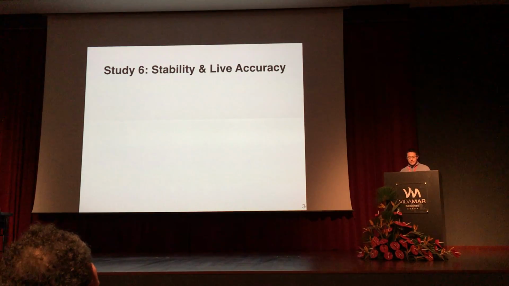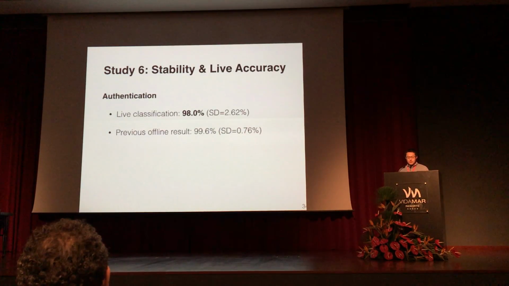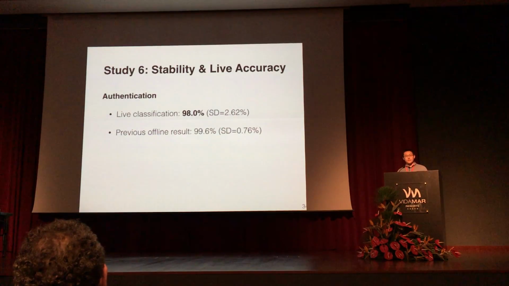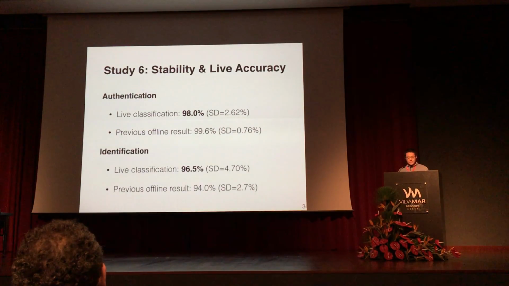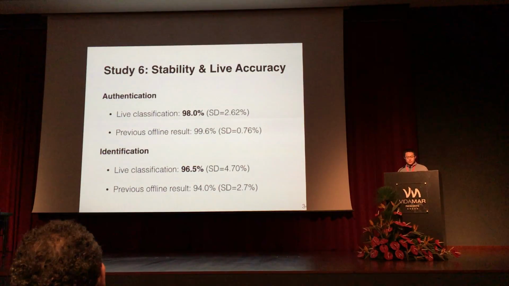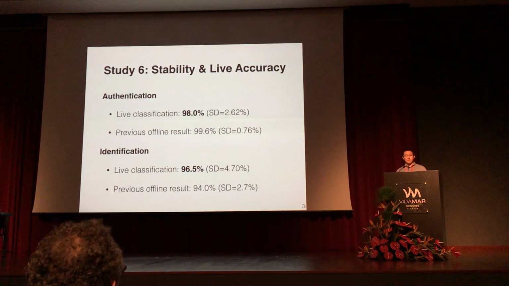The new authentication accuracy was 98% compared with 99.6% in the previous offline simulation. And identification accuracy was 96.5% compared with 94% previously. Neither difference was statistically significant, suggesting that CapAuth may be stable over time.